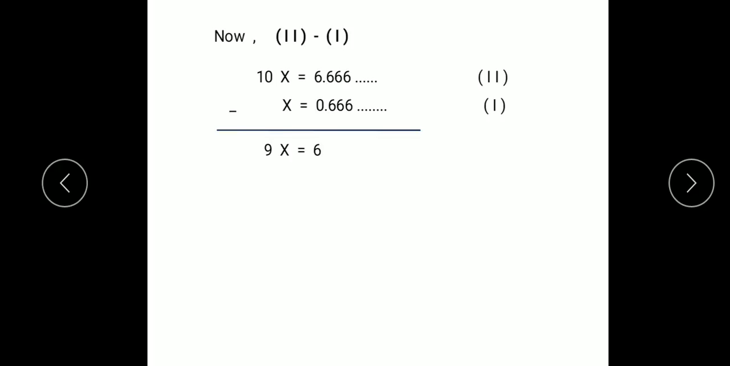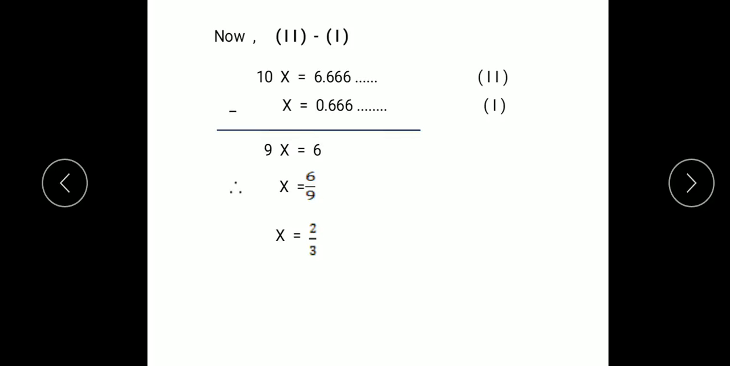Let us shift this 9 to the other side to obtain the value of x. Therefore, x is equal to 6 upon 9. Now, 6 upon 9 can be reduced further to its lowest form as x equal to 2 by 3. But do you remember what your x is? X is nothing but our assumed recurring decimal 0.6 bar. That means our recurring decimal 0.6 bar is equal to the fraction 2 by 3.